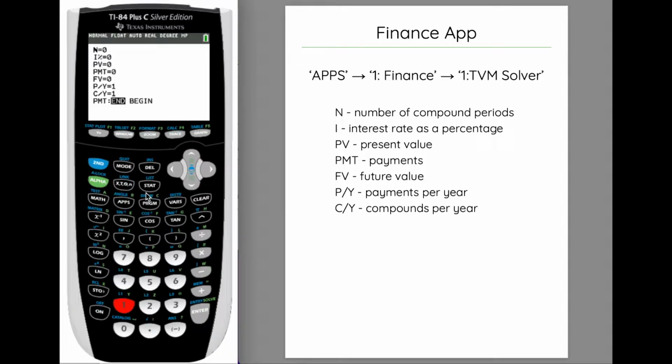And when you need to solve for something in this, once you have your numbers in, you hit Alpha, the green button, and you hit Enter. You see it has the word solve there. So wherever you put the cursor, it will solve for that value, assuming that you've put the correct numbers in for all the other ones.